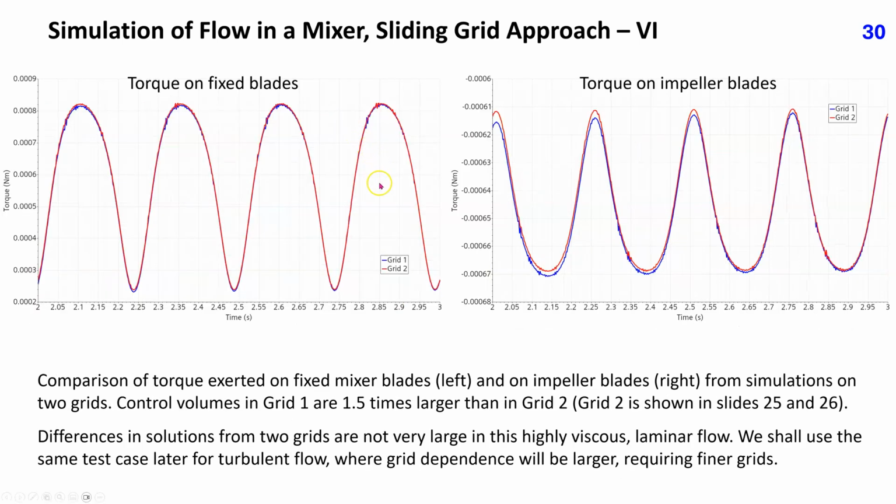These two plots show the comparison of torque exerted on fixed mixer blades on the left and on impeller blades on the right from simulations on two grids. Control volumes in grid 1 are 1.5 times larger than in grid 2. Grid 2 is shown in slides 25 and 26. Differences in solutions from two grids are not very large in this highly viscous laminar flow. We shall use the same test case later for turbulent flow, where grid dependence will be larger, requiring finer grids.